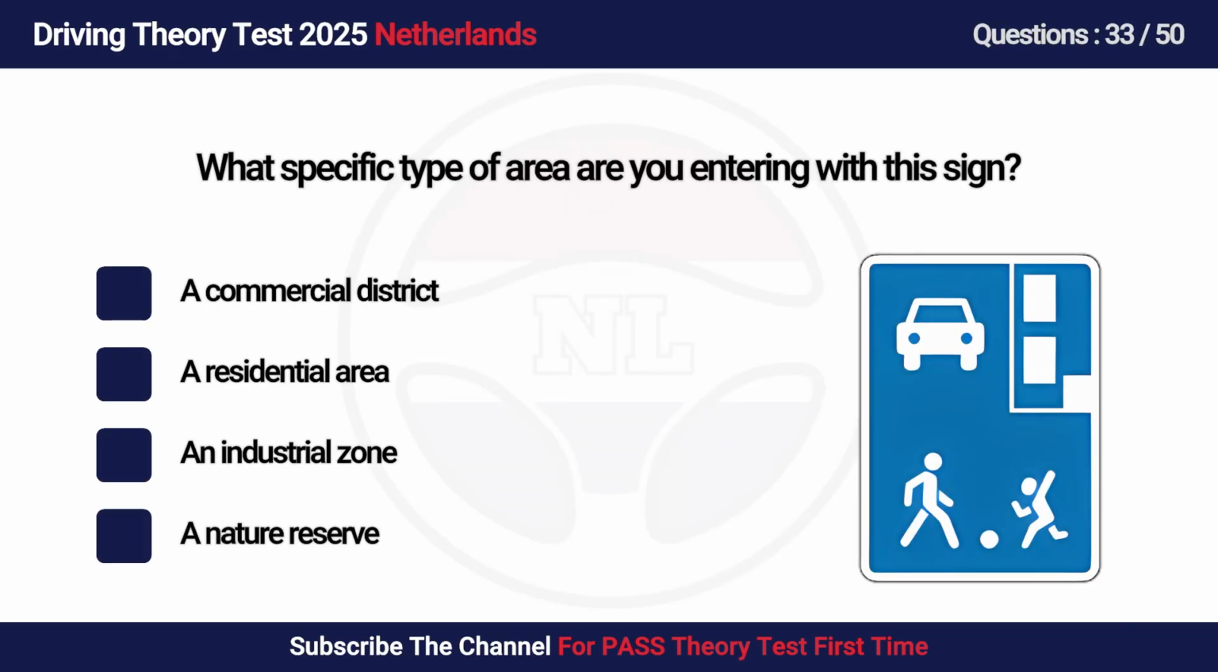What specific type of area are you entering with this sign? A. Commercial district, B. A residential area, C. An industrial zone, D. A nature reserve.